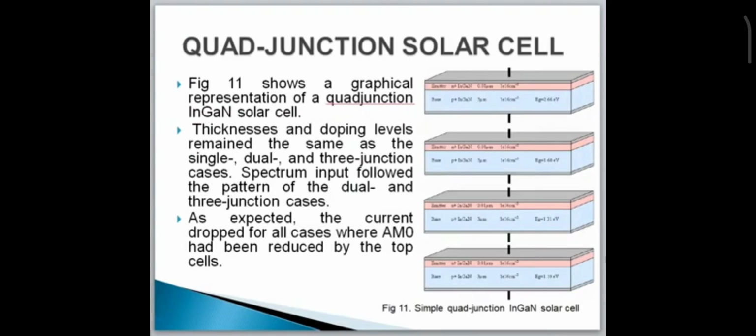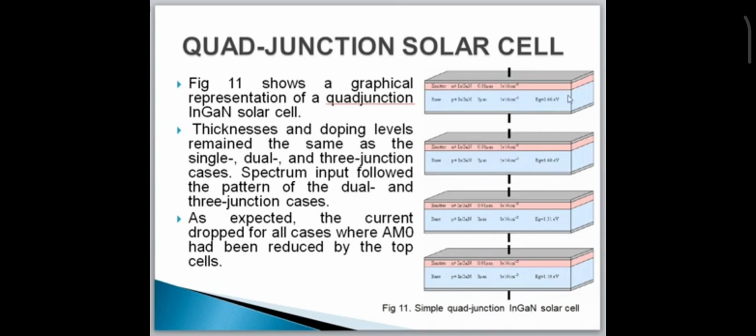The last one is the quad junction solar cell. The figure shows a graphical representation of a quad junction indium gallium nitride solar cell. Thickness and doping level remain the same as the single, dual and 3-junction cases. The spectrum input follows the pattern of the dual and 3-junction cases. As expected, the current dropped for all the cases where the AM0 spectrum had been reduced by the top cell.